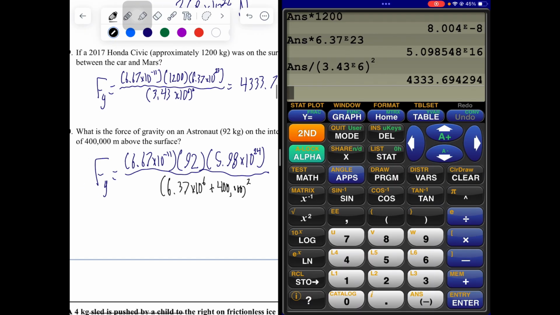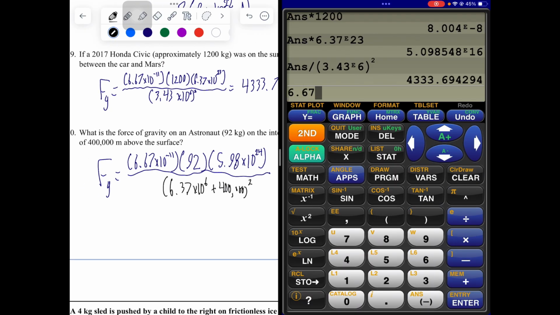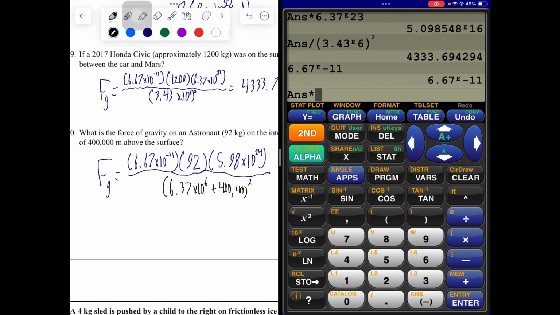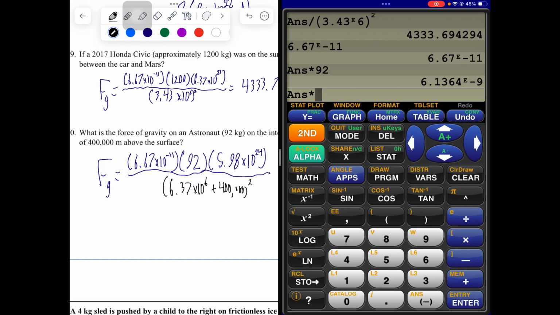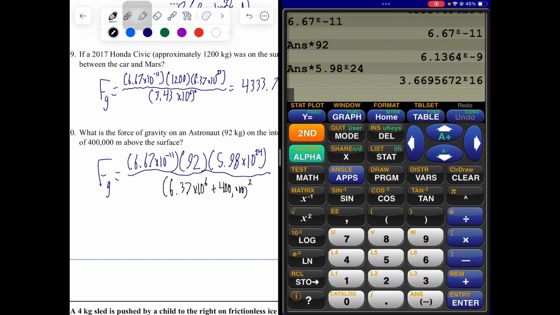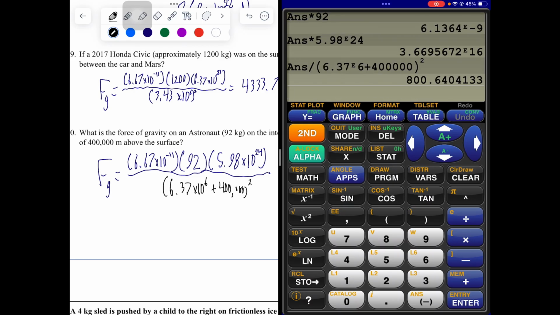And we're going to square that. So we go through 6.67 times 10 to the negative 11th times 92 times 5.98 times 10 to the 24th and divide by, again in parentheses, 6.37 times 10 to the 6th plus 400,000, square that, 800.